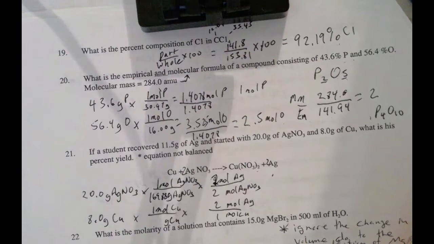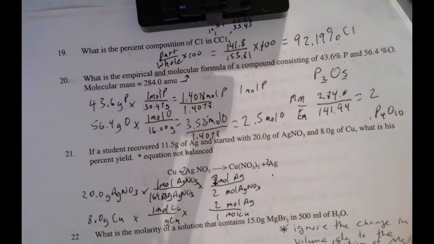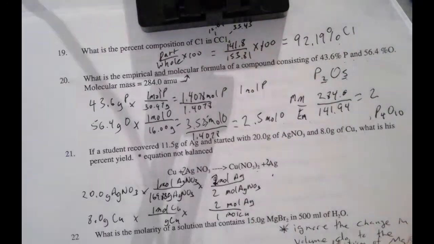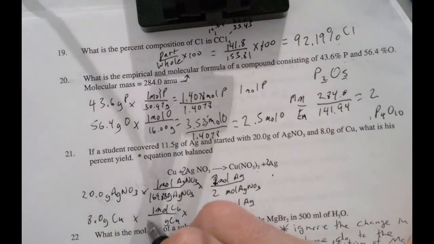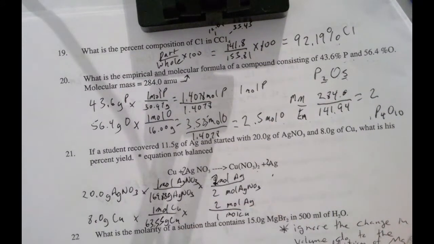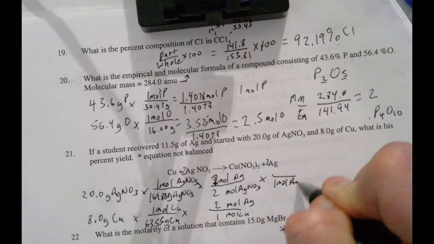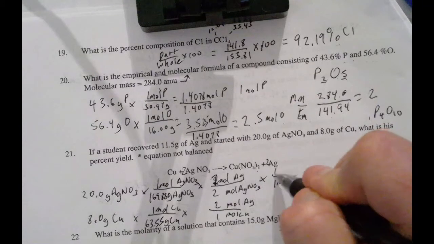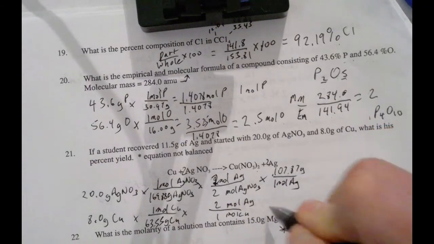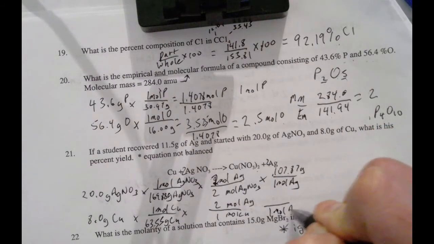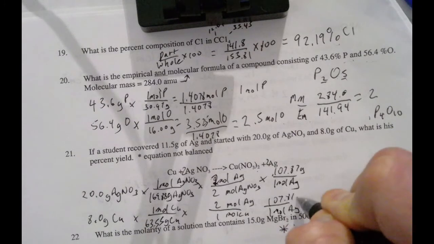And let's look on the periodic table for the copper, 63.55. That will tell us the moles. We need the grams of the silver. So every 1 mole of silver is 107.87 grams.